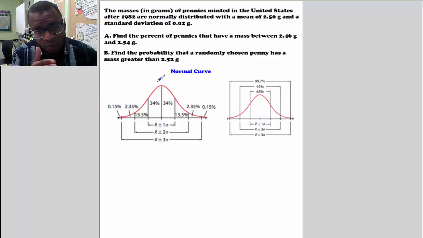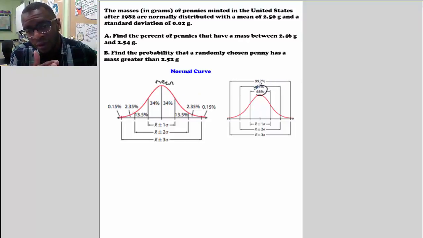So this middle line represents our mean value. Then one standard deviation below our mean is 34% of our data. One standard deviation above our mean is 34% of our data, which gives us that same 68% of our data within one standard deviation. Okay, so this is just a more detailed normal curve.